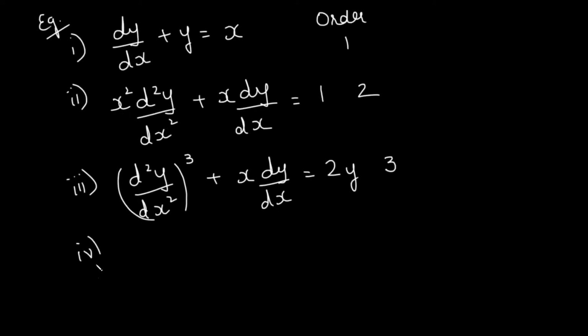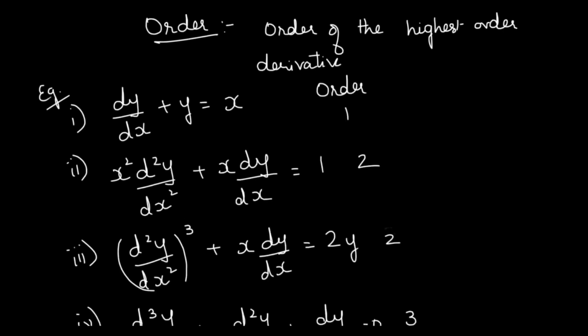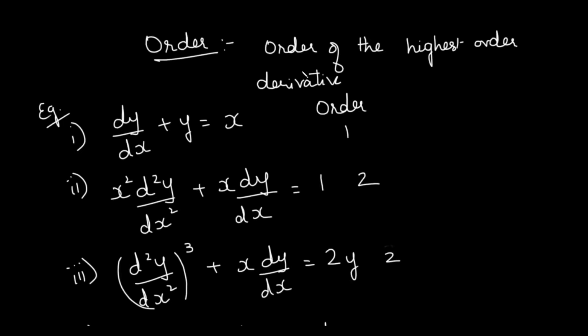On the other hand, if we have something like d3y/dx3 + d2y/dx2 + dy/dx, in this case, the highest order derivative is a third order derivative. That means the order of this particular equation is 3. Oh, here I made a mistake. It is actually 2 because it is a second order derivative which is involved over here. Okay, so I hope you understood what is the meaning of order of a differential equation.